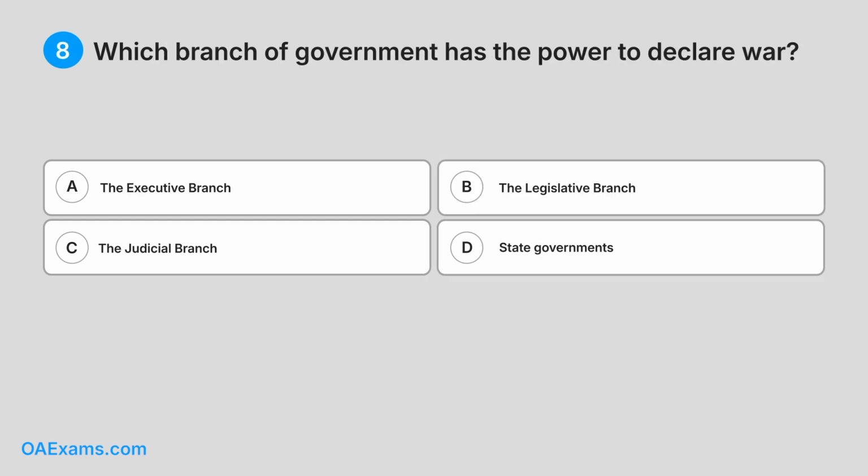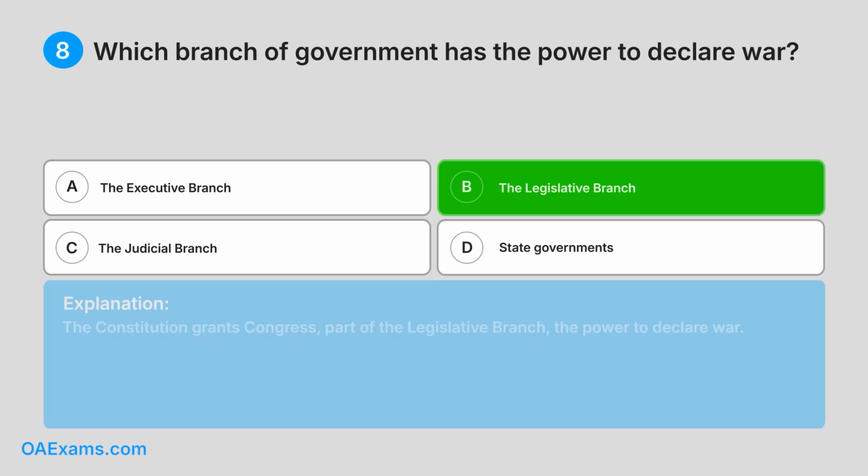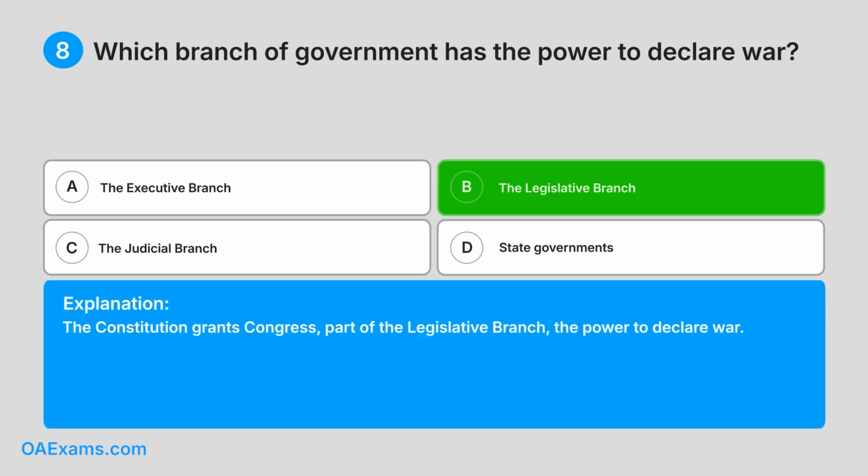8. Which branch of government has the power to declare war? A. The executive branch. B. The legislative branch. C. The judicial branch. D. State governments. Do you know the answer? Correct answer: B. The legislative branch. Explanation: The Constitution grants Congress, part of the legislative branch, the power to declare war.